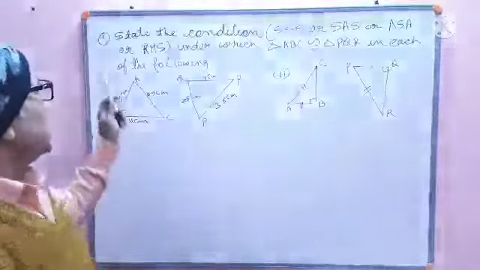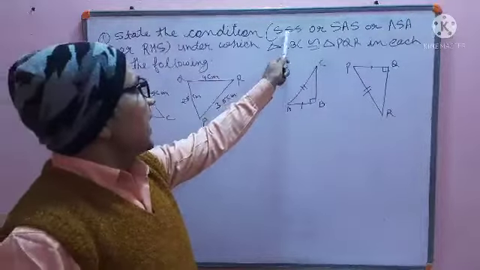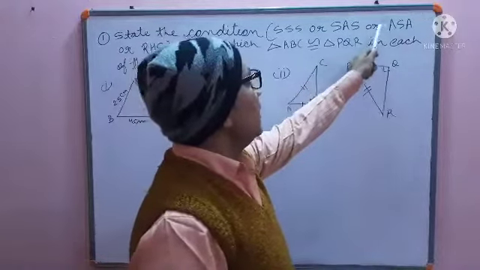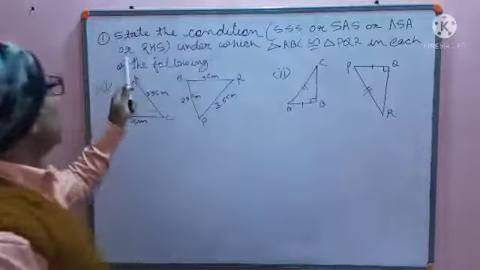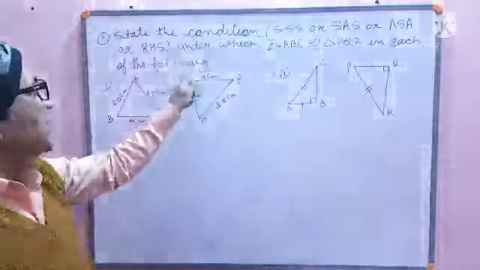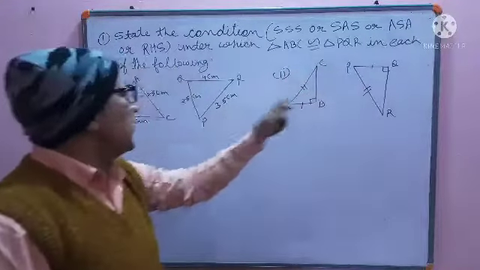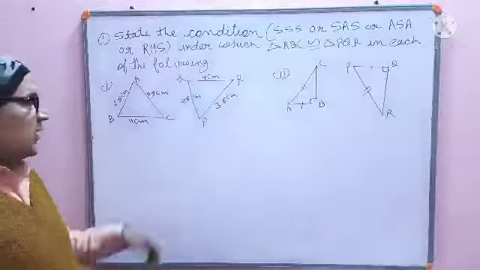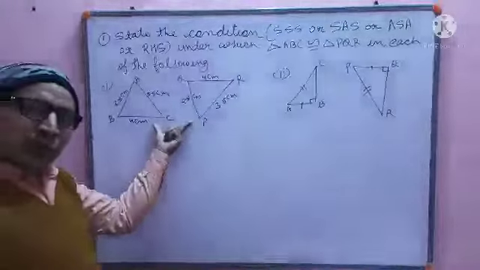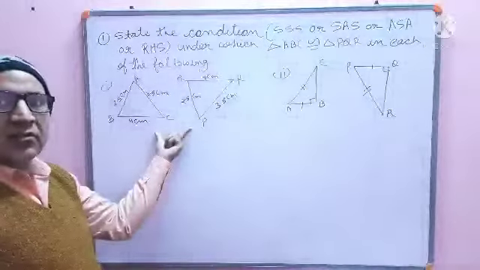So see here, the first question says: state the condition, side, side, side, or angle, side, angle, or RHS, which means right angle, hypotenuse and side, under which triangle ABC is congruent to triangle PQR in each of the following. In the first question there are two triangles made, and you have to find by which criteria these two triangles are congruent.